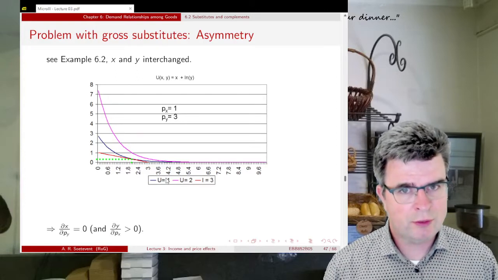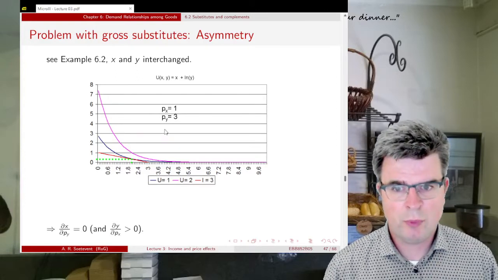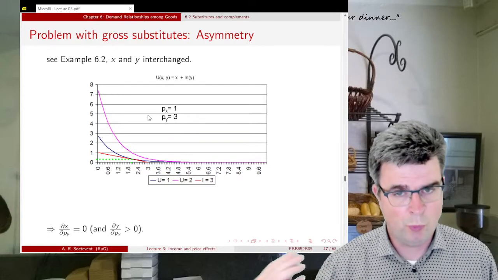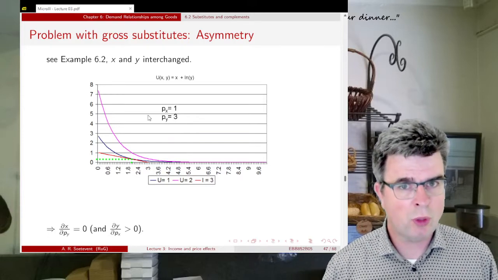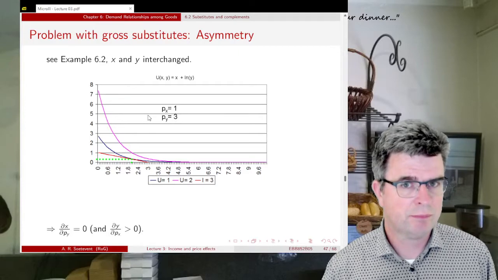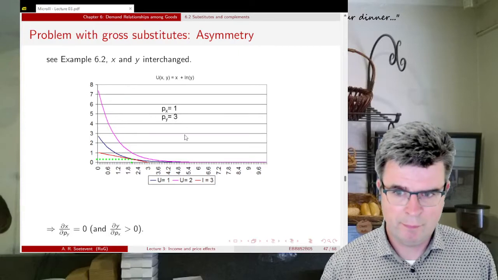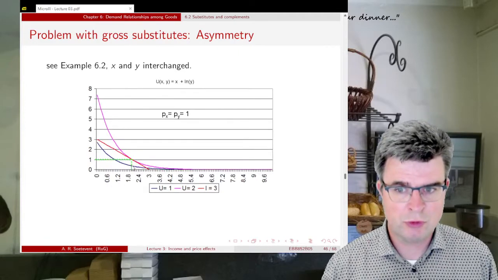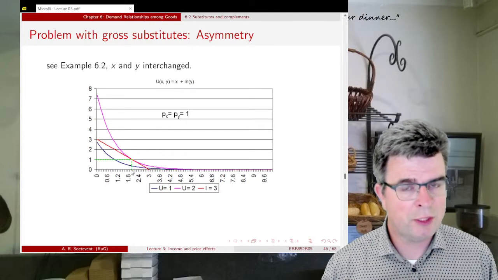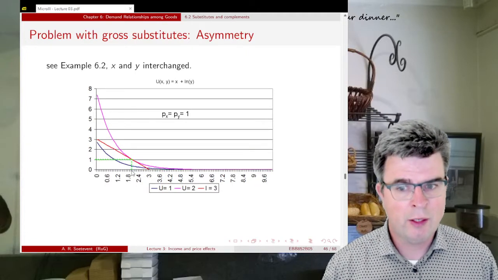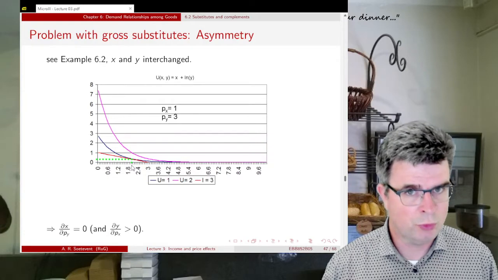And now consider the cross price effects. So we have increased the price of good Y, and what happened to our consumption of good X? Nothing happened, because in the old case we consumed 2 units, and in the new situation with the higher price of good Y, we also consume 2 units.